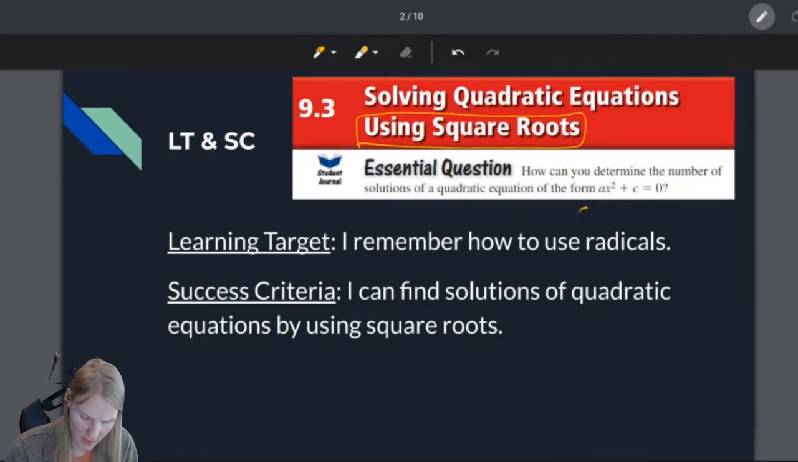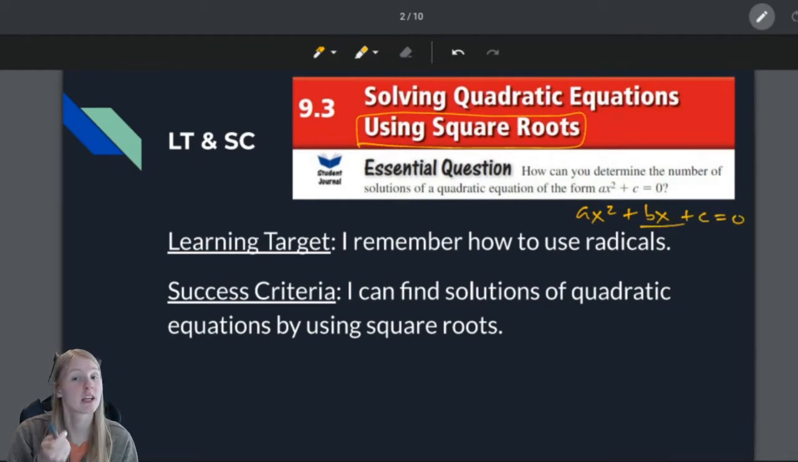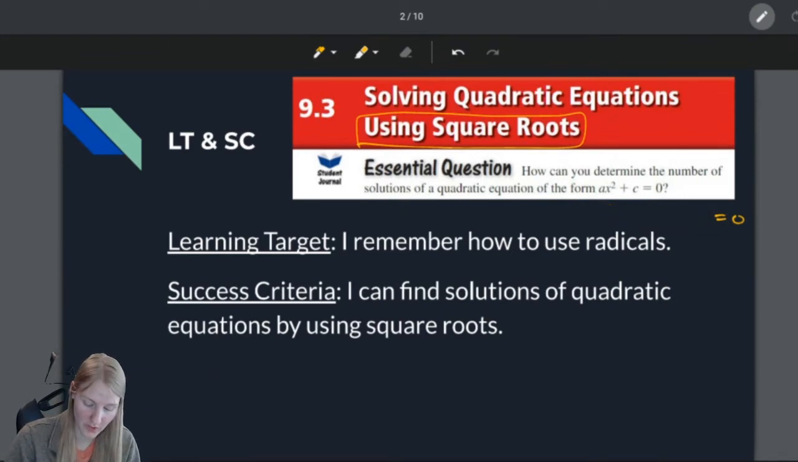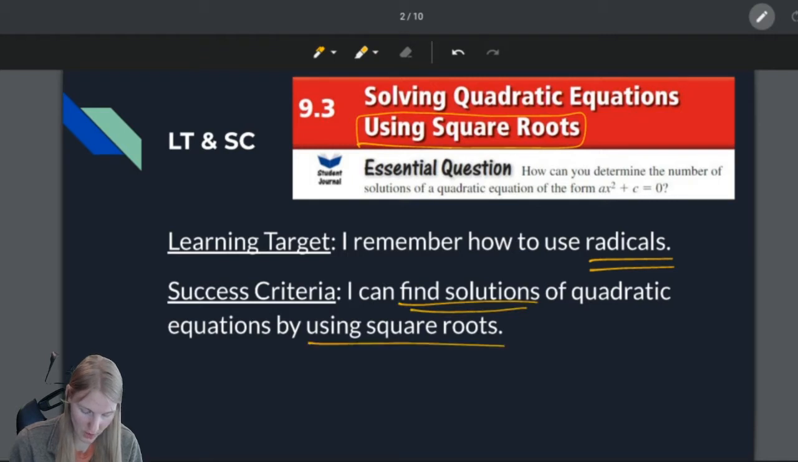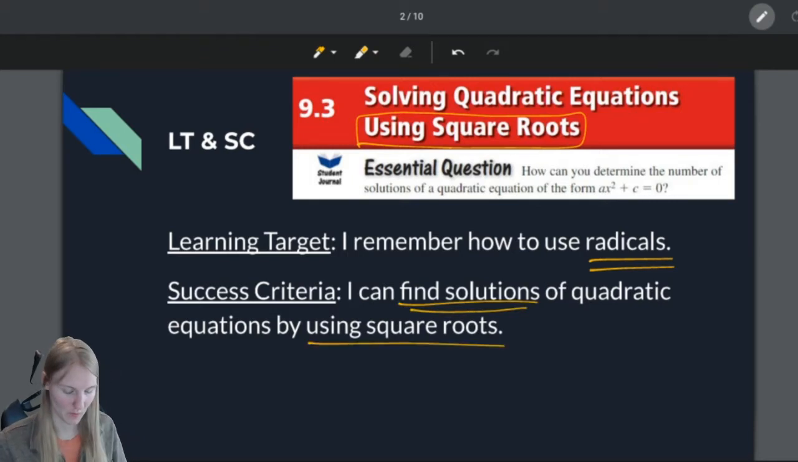I know you might be thinking, what happened to the plus bx that we normally have in the middle? That you will learn about in advanced algebra. But for just algebra, we're going to take out the bx because it makes things a lot, and I mean a lot, easier. So, how can you determine the number of solutions of a quadratic equation? So we are going to use the radicals that we learned about in Chapter 6, and we are going to find solutions of quadratic equations using square roots. That's what we're going to do today.